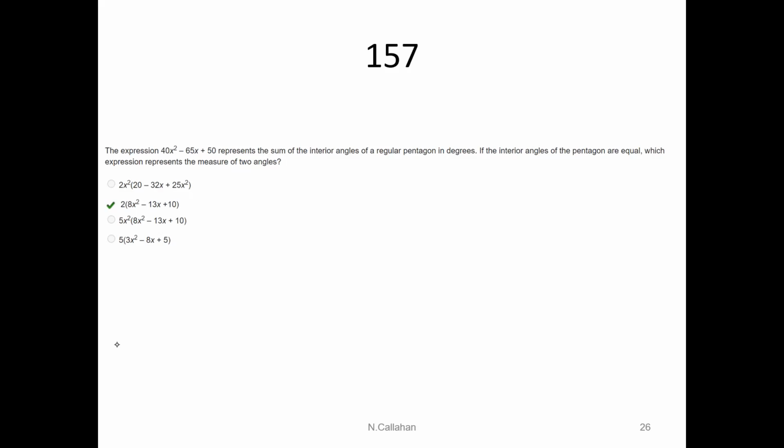The expression 40x squared minus 65x plus 50 represents the sum of the interior angles of a pentagon. Interior angle just means inside angle. Pentagon means a shape with 5 sides. If the interior angles of the pentagon are equal, which represents the measure of the different angles?